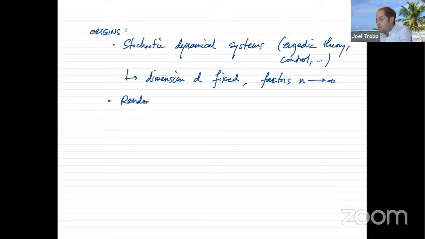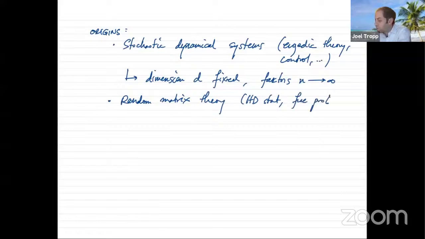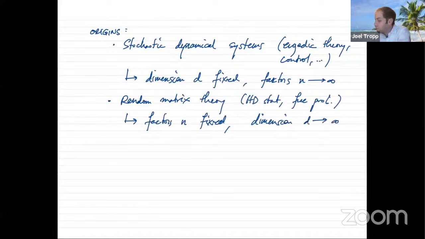People also study products in pure random matrix theory. And this comes up in high dimensional statistics and free probability, for example. And in this case, it's often the situation that the number of factors n is fixed, maybe just two or three or something like that. But in this case, people usually take the dimension d off to infinity.